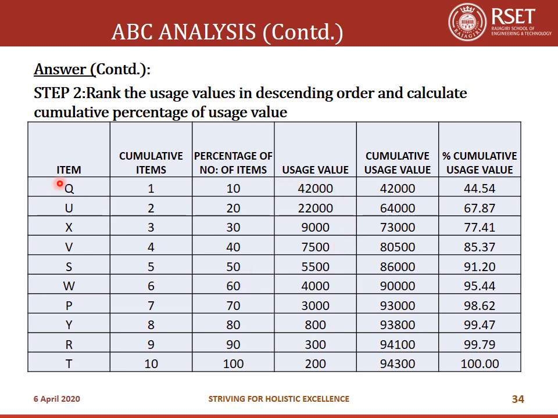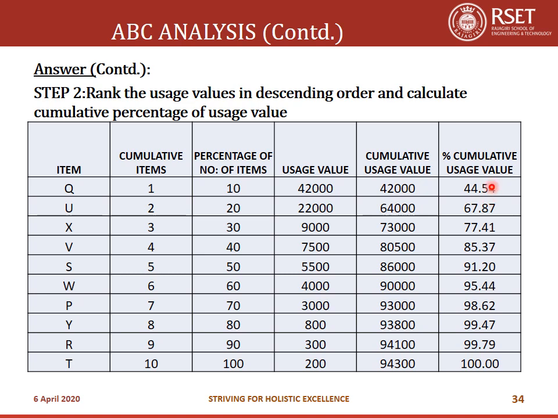Now, I've arranged it in the descending order of usage value. Now I'm going to add up the usage value. I'm going to accumulate the usage value. This is 42,000. This is 42,000 plus 22,000 is 64,000. 64,000 plus 9,000 is 73,000. 73,000 plus 8,500 is 80,500, and so on and so forth. And finally, the cumulative usage value is 94,300.